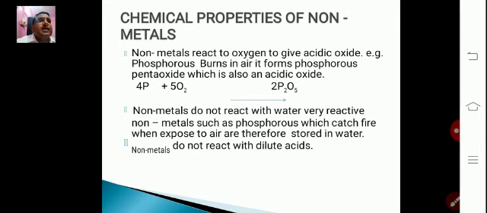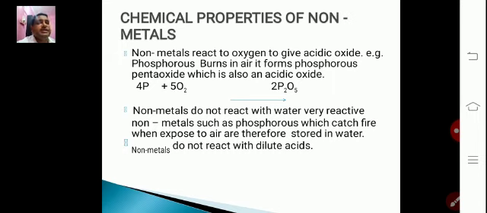And another characteristic is the reaction with water. Non-metals do not react with water. Sulfur is a non-metal, and sulfur does not react with water. In fact, some of the reactive non-metals are kept under water to protect them from the action of air. Phosphorus is a very reactive non-metal, and due to its high reactivity, phosphorus is stored in a bottle containing water.